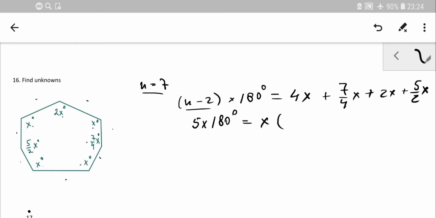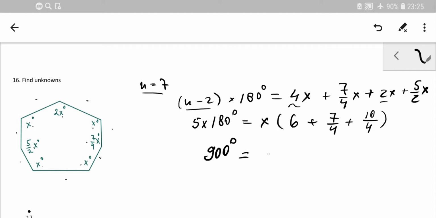I would use factorizing, and then I need to add 4 into it. It's going to be 6. And then I just add 7 over 4 and 5 over 2. I need to make the denominators the same. So it's going to be 7 over 4, and I multiply 5 over 2 by 2 on the top and the bottom. So I'll get 10 over 4. That makes it easier to add them. So 5 times 180 is going to be 900.